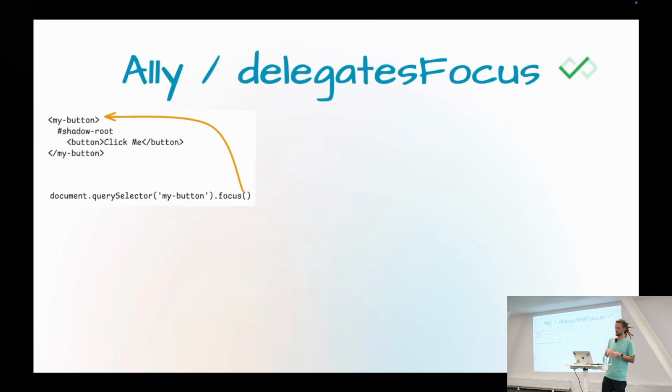So let's say you have this custom element called my button. Inside, you have Shadow DOM created, which re-implements your custom button for a design system or whatever. And let's say you want to programmatically focus that custom element or just click on that custom element. What do you think will happen? Well, nothing.